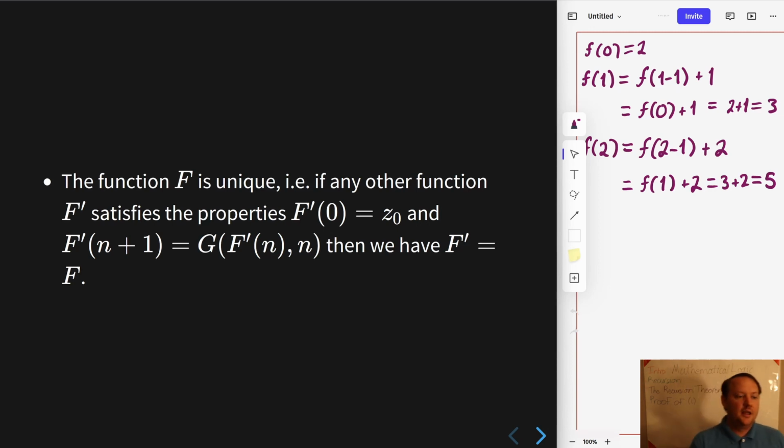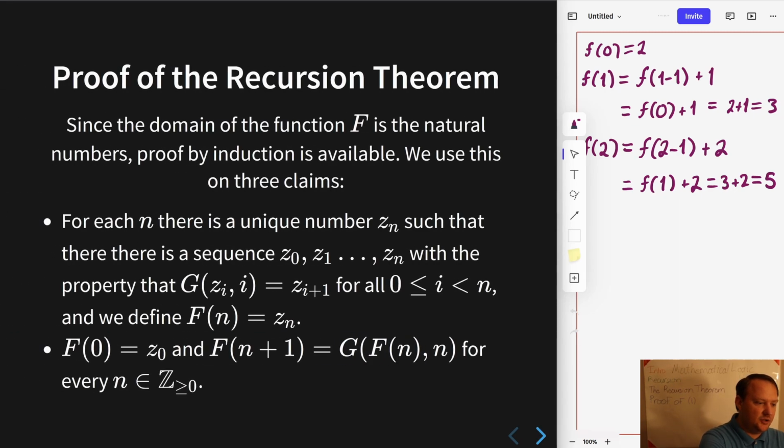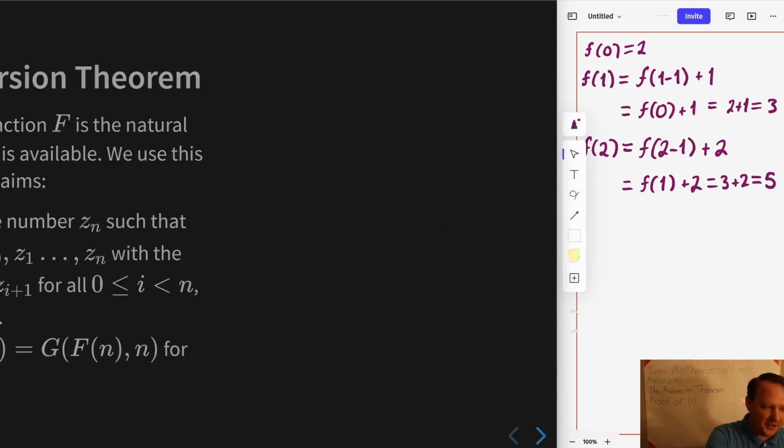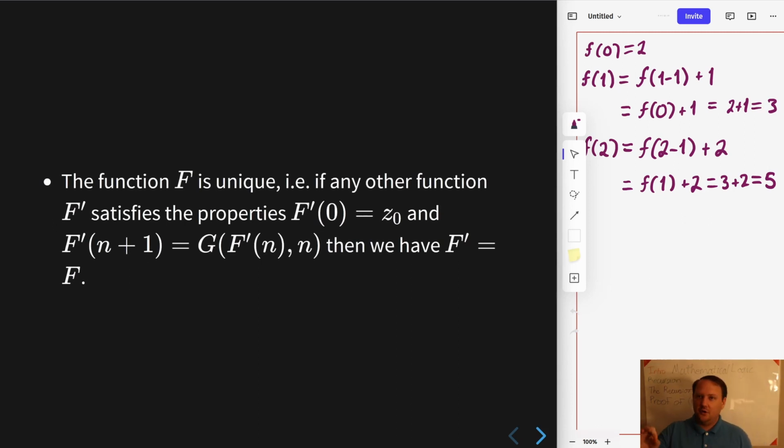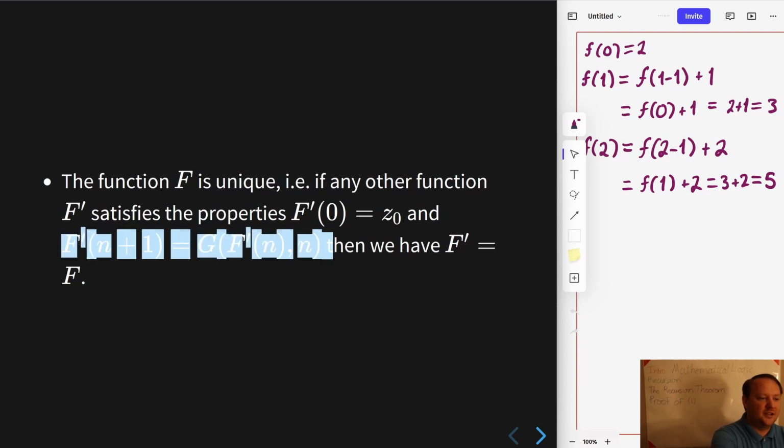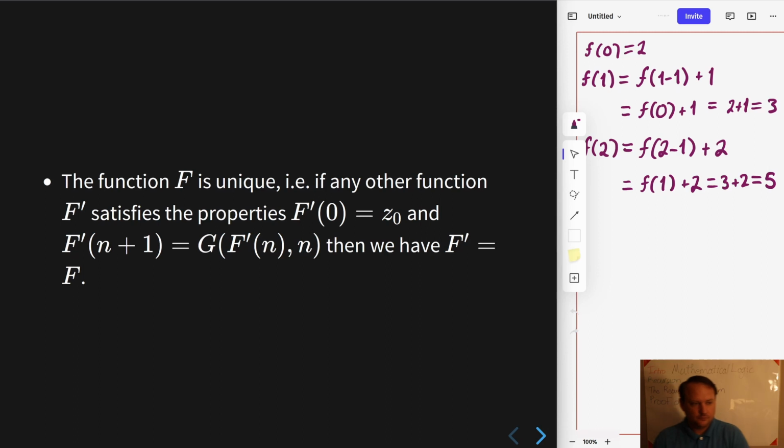There's a third claim in the recursion theorem, which is that any function satisfying the properties claimed in part 2 is uniquely determined. So we're not only saying that f has these two properties, this big F that was constructed by recursion, but also that if you took any other f prime which also had these properties, that is to say, f prime at 0 is z naught, and f prime at n plus 1 is g of f prime at n comma n, so that f prime has this property just like f does, then we're going to prove that f prime equals f.